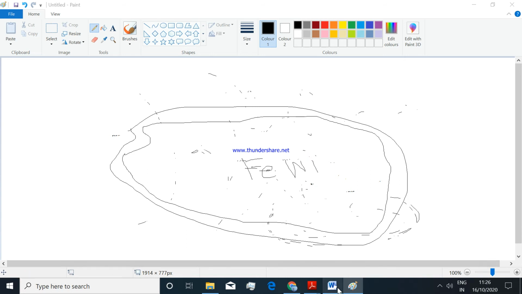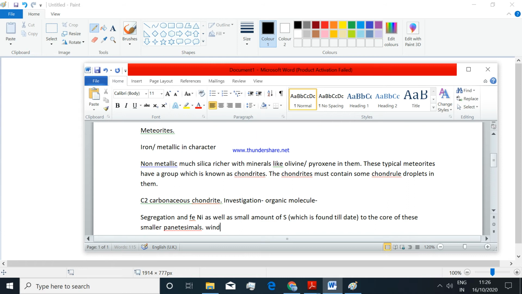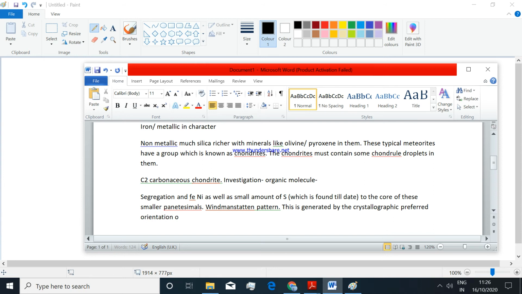There is a pattern which we can observe in iron meteorites, which is known as the Widmanstätten pattern, and this is generated by the crystallographic preferred orientation of the alloy of iron and nickel in them, and this does indicate a profuse partial melting, which is not always the case for chondrites.